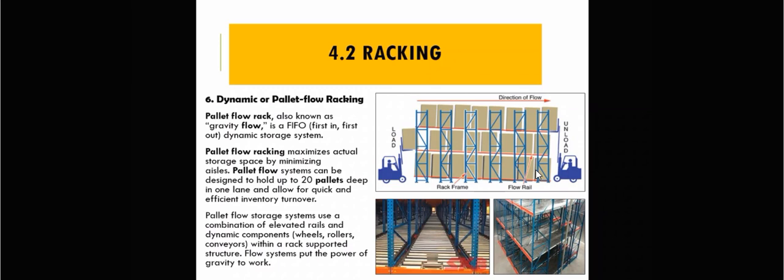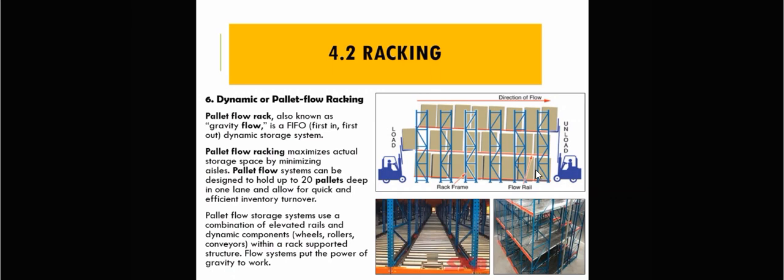So pallet flow, sistem aliran pallet ni tadi, kita boleh design untuk kita letakkan 20 pallet dalam satu laluan, dan memudahkan dan mempercepatkan inventory turnover. Pallet flow storage system use a combination of elevated rails and dynamic components, wheels, rollers, conveyors within a rack supported structure. Flow systems put the power of gravity to work. So maknanya dia macam menurun lah.